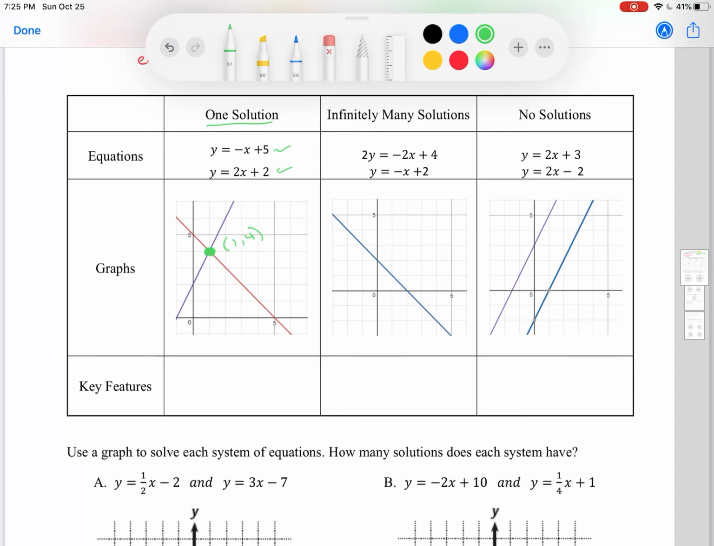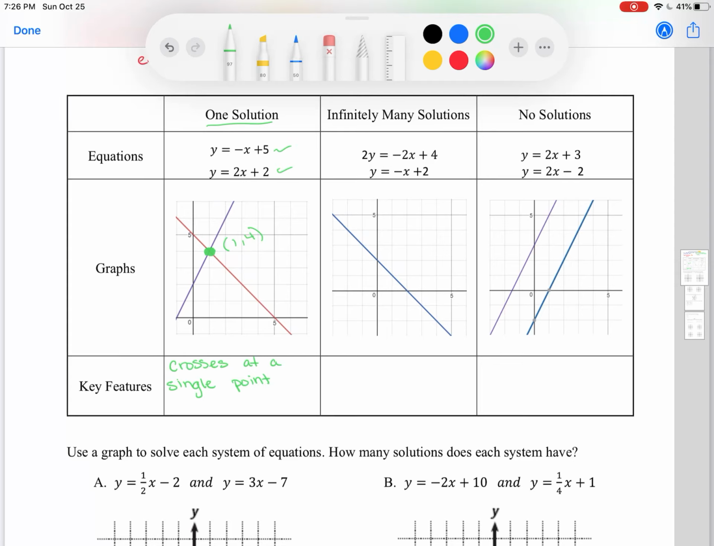So if I asked you for the solution, you would say that the coordinate was 1, 4, and that there was only 1 solution. These lines are only going to cross at 1 point and 1 point only, and that point would be 1, 4. And so that's our key feature, is that it's going to cross at 1 point only. Or you can say at a single point. If I have 1 solution, I only have 1 crossed intersection of a coordinate.